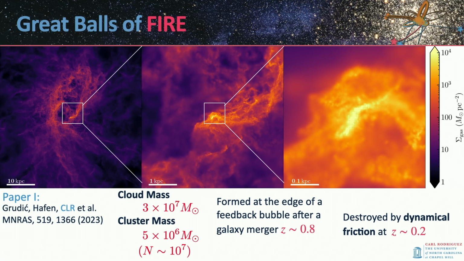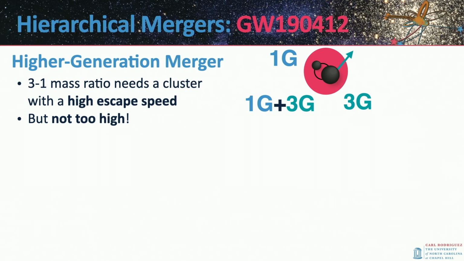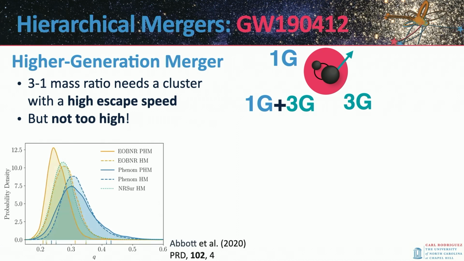And so we can ask the question, how many actual hierarchical mergers do I get from this? We used as our inspiration GW190412, which was a single binary black hole in the LIGO data. The reason we liked this is because it had a very nice mass ratio, a nearly 3-to-1 mass ratio.